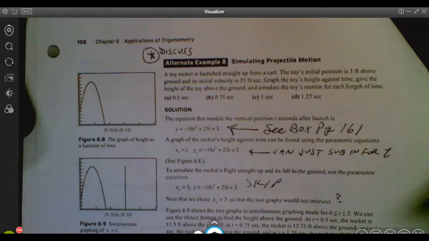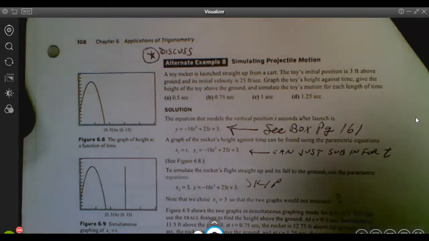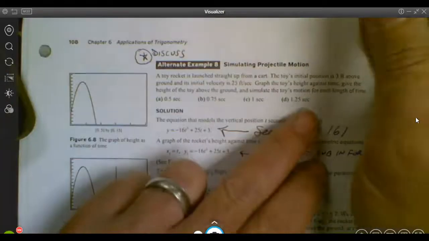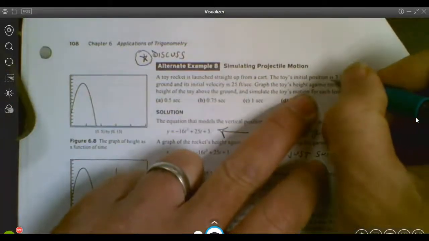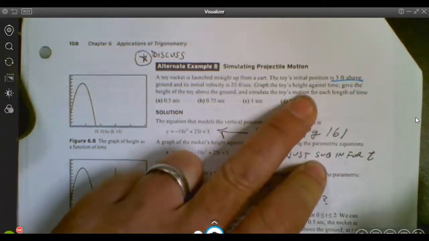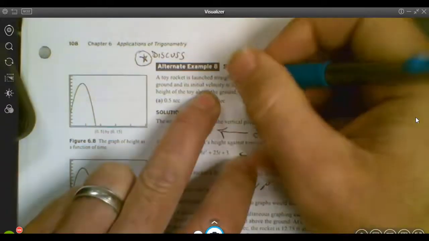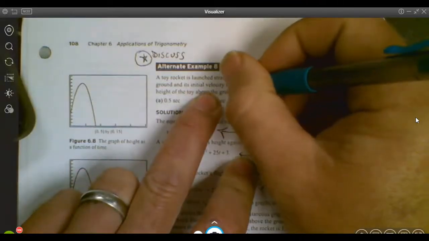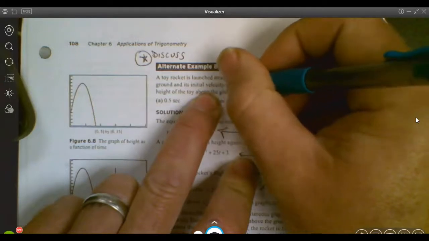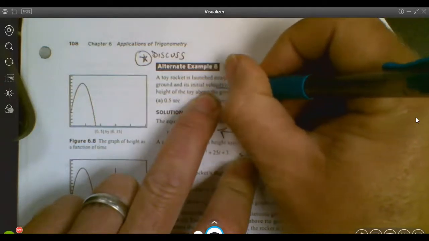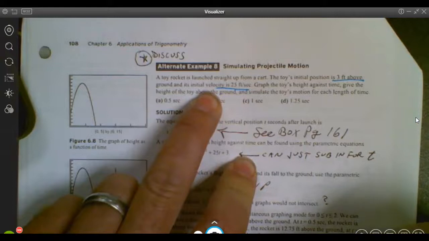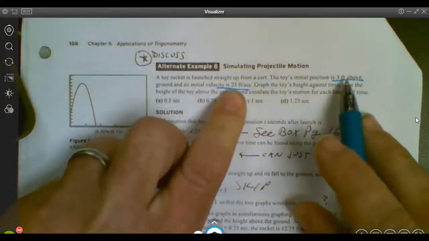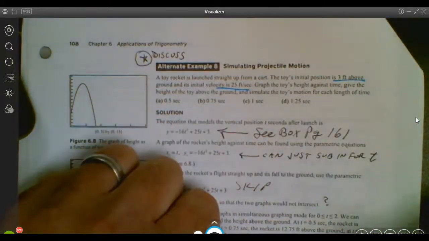Let me go back to this problem. So here's what's taking place. The initial position, S sub 0, was 3 feet above the ground. That was the initial position. Its initial velocity, so it's actually being thrown, right? It's not being dropped. It's being thrown up into the air. So the initial velocity, they're telling me, is 25 feet per second. Notice all this is in feet, which means the gravity constant we're using is the 32 feet per second squared.